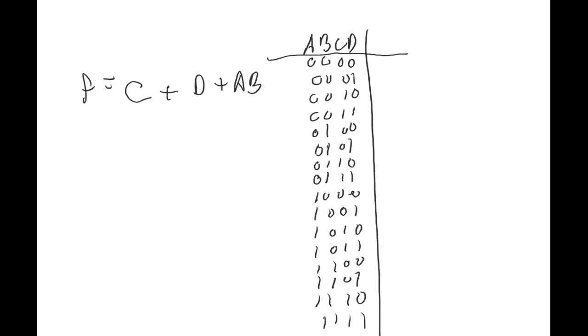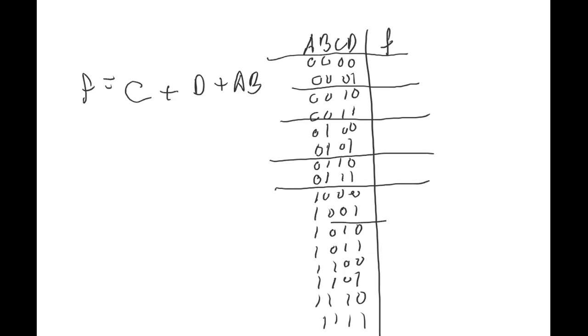And now, what will make F true? And the answer is wherever C is equal to a 1, if C is equal to a 1, F will be 1. If D is equal to a 1, F will be 1. If A and B are both equal to 1, it's a 1. And otherwise, it's a 0.